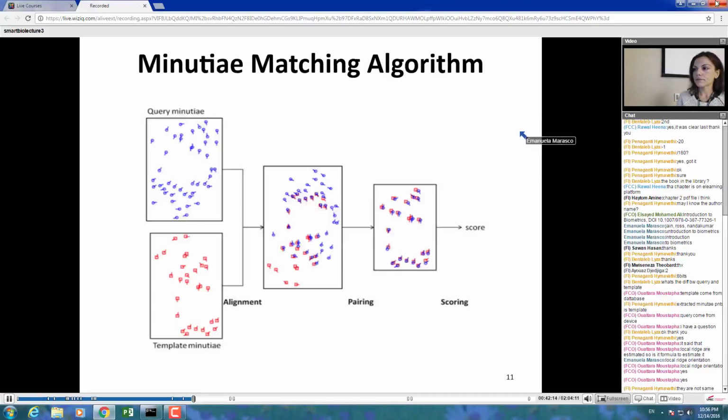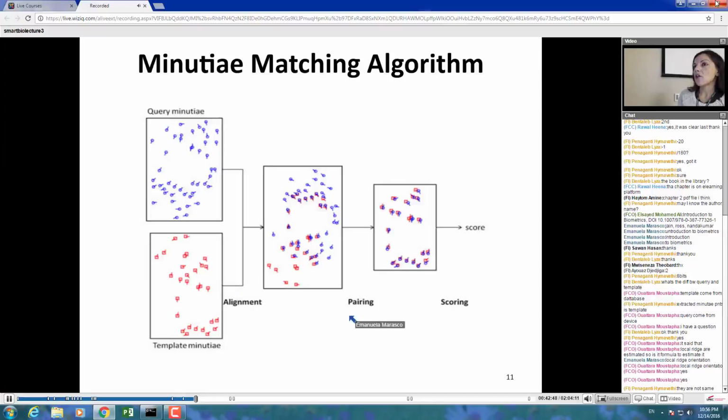Here we analyze at this point the algorithm. So the matching algorithm. Again, we don't see images anymore because we extract the features, query and template, and we want to compare them. So the first step of the matching algorithm will be alignment. I'm going to define each step very soon. I want to just give you first an overview.